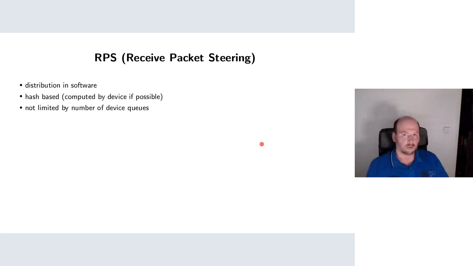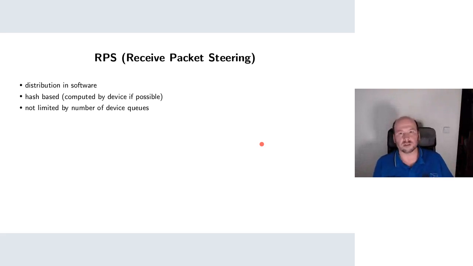Okay. Therefore, another feature, the software implementation called receive packet steering was introduced, which does the distribution in software, which can be used in addition to RSS or to replace RSS on devices which don't support it. And it allows distributing to as many queues as we can use. Usually the number of queues would be the number of CPUs available, logical CPUs. It's based on a hash, which again is mostly computed by the device, if possible, because we don't want to do that manually or in software. And we don't have the limit of how many queues the device supports.